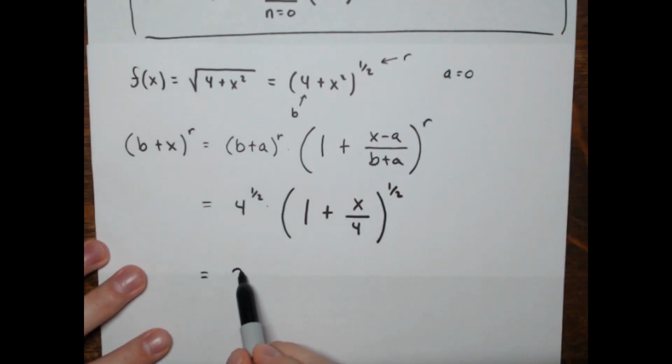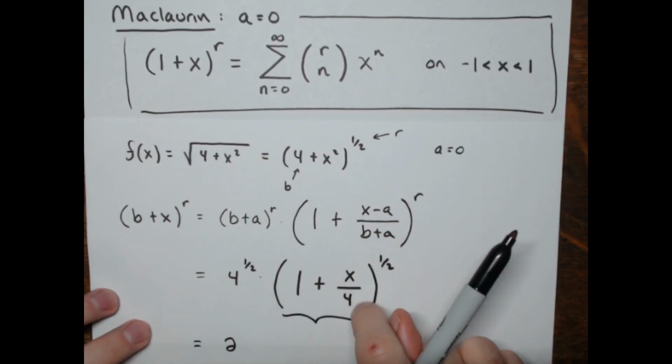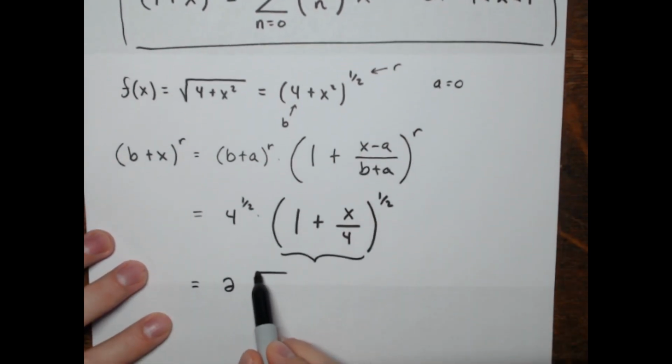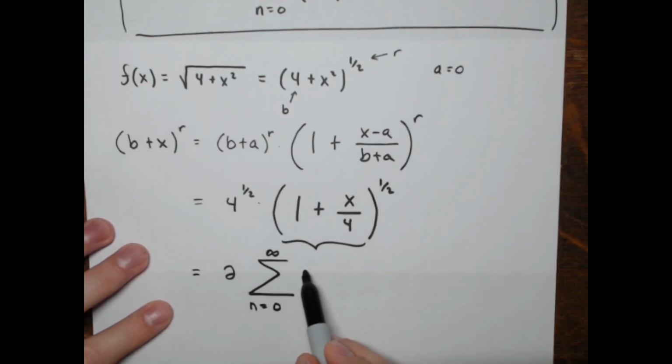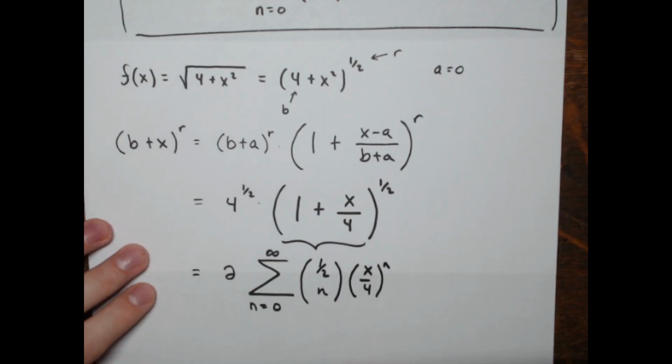So this is 2. This here I can write as a series this way, where x over 4 is replacing the x and 1/2 is replacing the r. So the sum from n equals 0 to infinity of 1/2 choose n, times x over 4 to the nth, which is going to be centered at 0 properly.